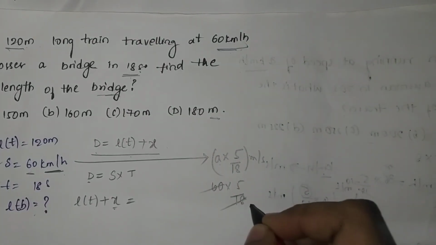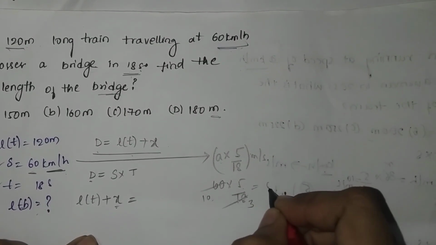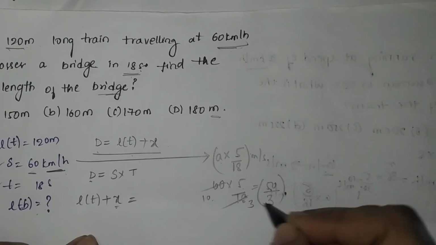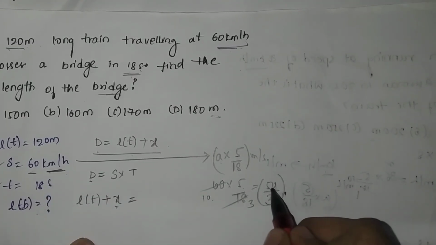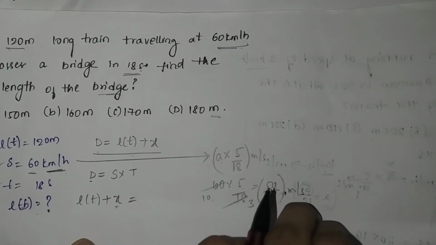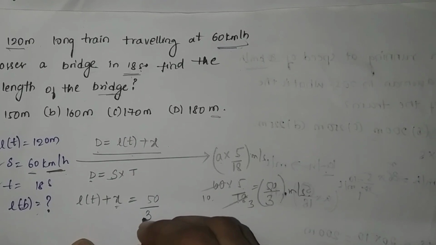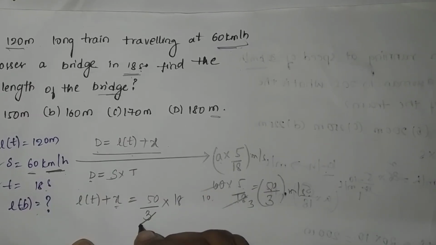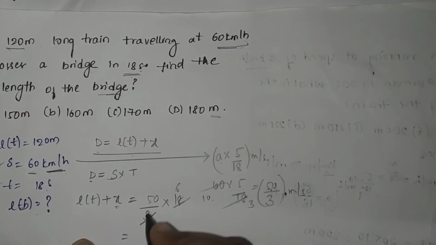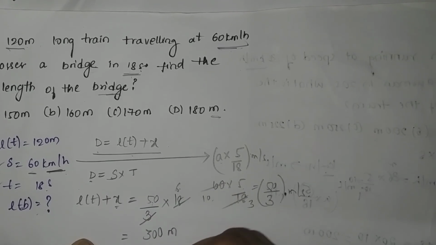In the 6 table, 18 is 3 times, 60 is 10 times. So 10 into 5 is 50 by 3. So this is converted to 50 by 3 meter per second. So now the speed is 50 by 3 meter per second. What is the time taken? 18. In the 3 table, 18 is 6 times. 5 into 6 is 30, and 0, so 300 meters.